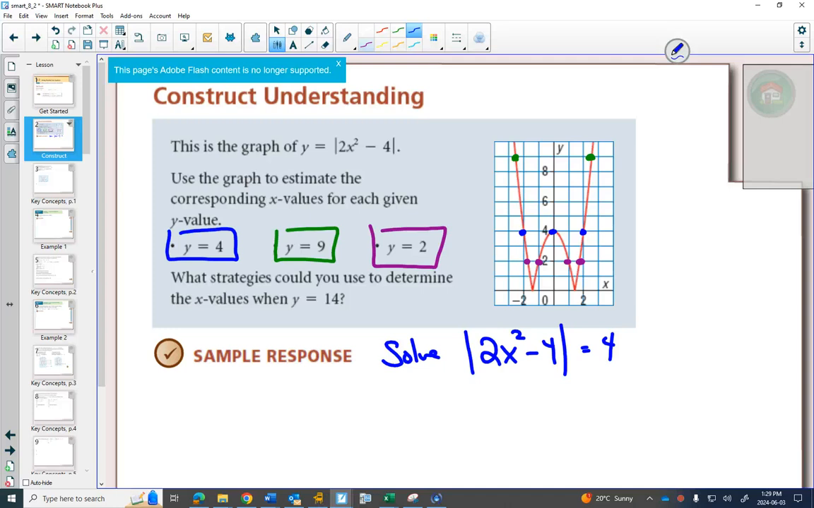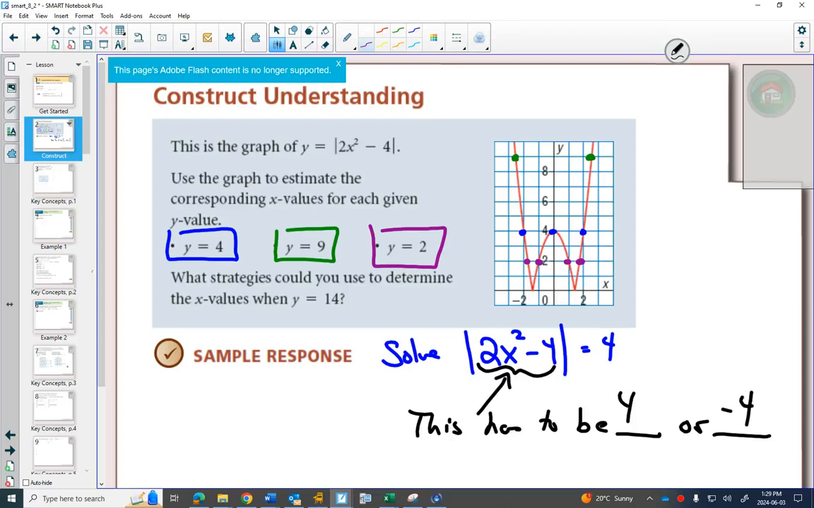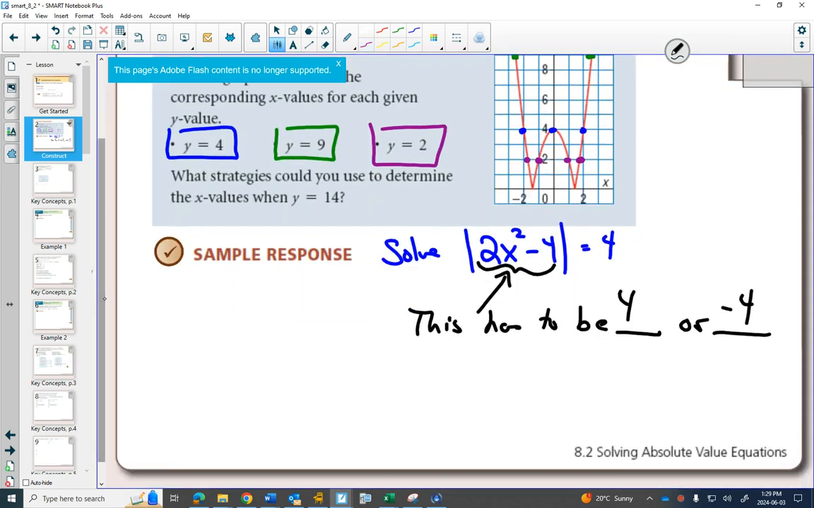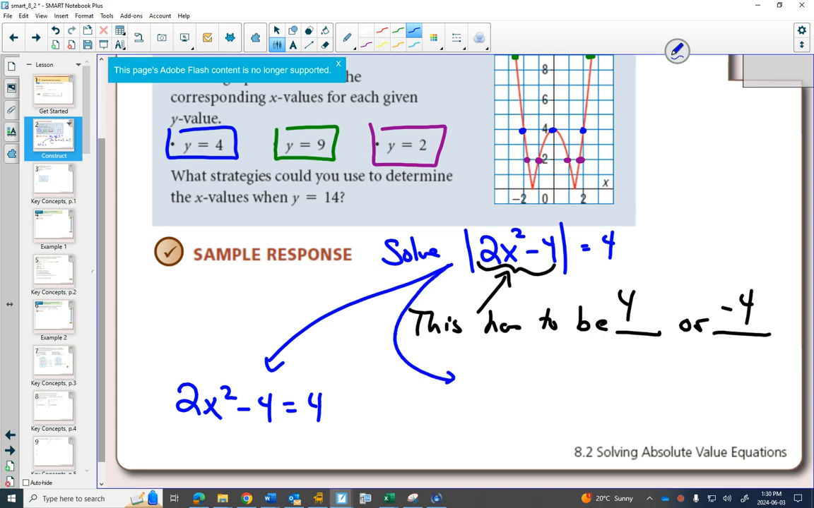Well, one of the things we noticed when we plugged in −2, 0, and 2 to check is, what does the inside have to be? What are the possibilities? If this whole thing is going to equal 4, the inside could be 2 things. The inside could be 4. If the inside's 4, would it work? Absolutely. But the inside could also be −4. So when we solve an absolute value equation, we're going to once think it's equal to 4, and secondly, think the inside is equal to −4.